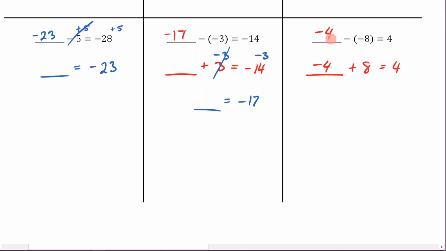Negative 4 like that. And again, if you were struggling to get that negative 4, what you could do is say, hey, if I get rid of this 8 by subtracting 8 from this side, and I subtract 8 from that side, what I'm going to end up with is 4 minus 8 is negative 4. Another way of going about it.